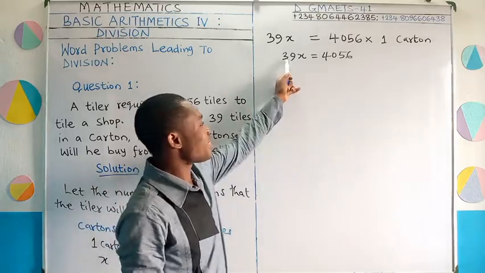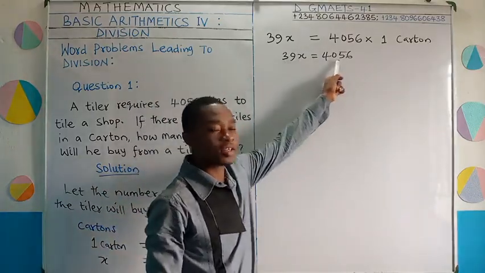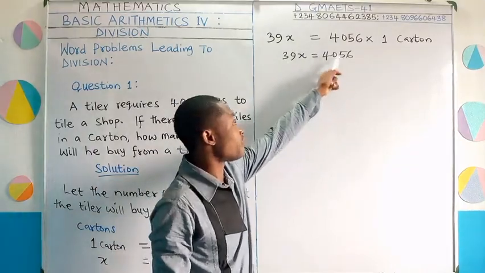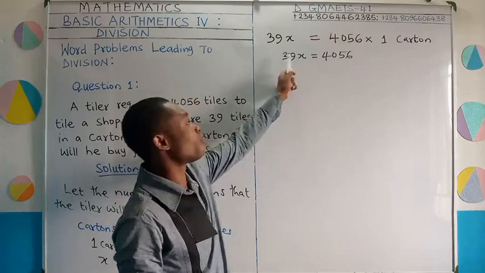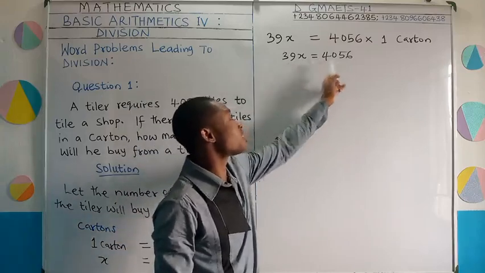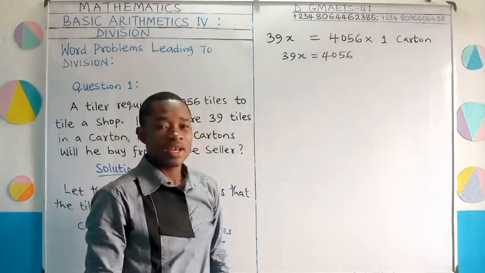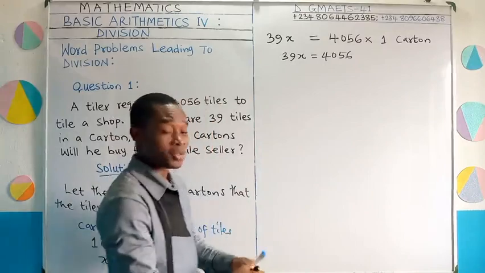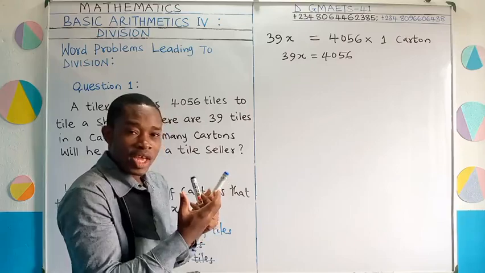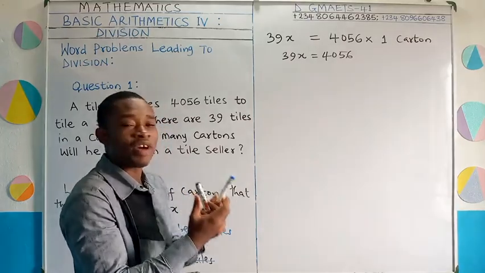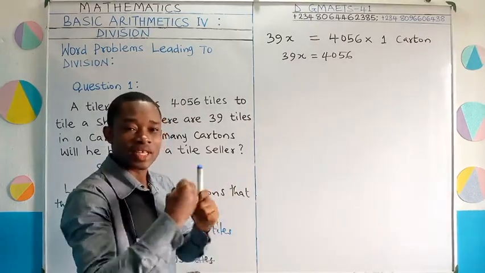I am multiplying 39 by x here to get 4056 as the answer. So 4056 divided by x will give me 39, and 4056 divided by 39 will give me x. Now I don't know x, that's what I'm looking for, so I'm making it stand alone. It means I will do 4056 divided by 39 to get x.